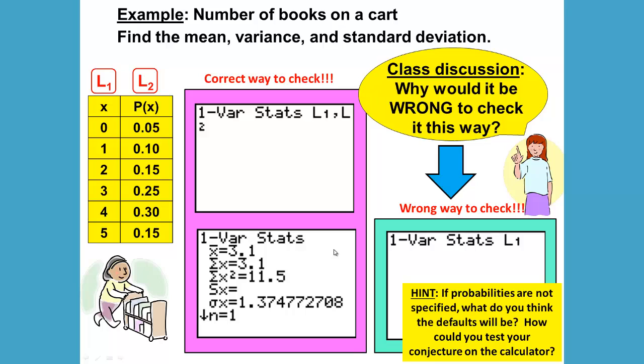If the probabilities are not specified, what do you think the defaults would be? And how could you check this on your calculator? If we don't give it any probabilities, the calculator assumes that everything is equally likely, and therefore it gives everything an equal chance and only uses list 1. And if you type nothing in after var stats, it assumes just list 1.